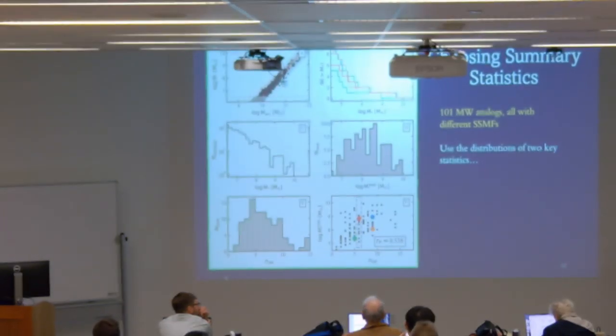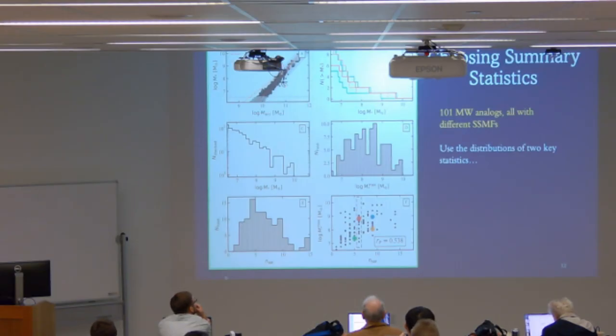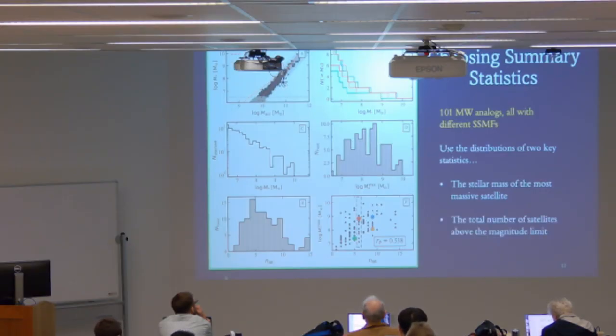So instead, what we're advocating for is the use of 2 different statistics, the distribution of 2 different statistics. The first is just the stellar mass of the most massive satellite per host. So that here is log M star max. And the second is the total number of satellites per host that you can observe, so above some given magnitude level. And we think that if you anchor these satellite stellar mass functions on the x-axis, which is of course the stellar mass of the most massive satellite, and the y-axis, which is of course the total number of satellites, you're not going to lose a whole lot of information because these satellite stellar mass functions are roughly self-consistent.